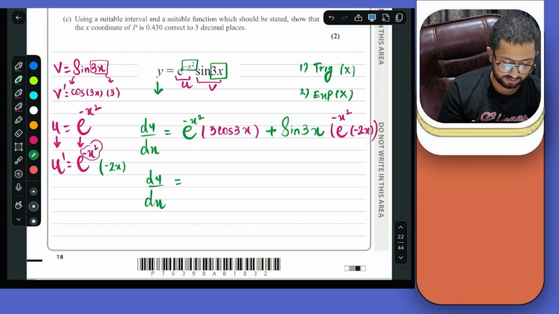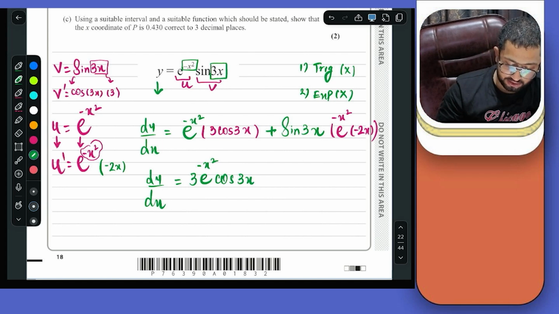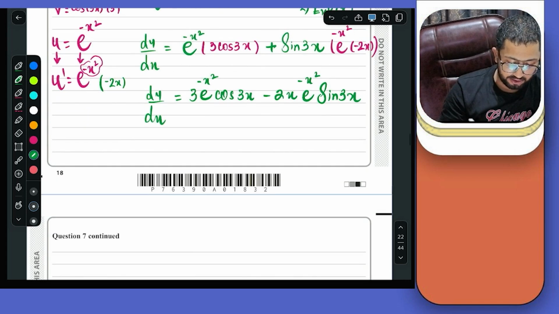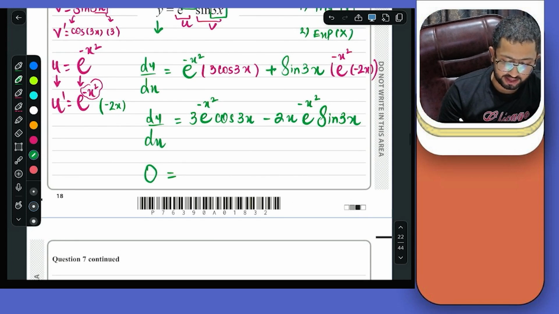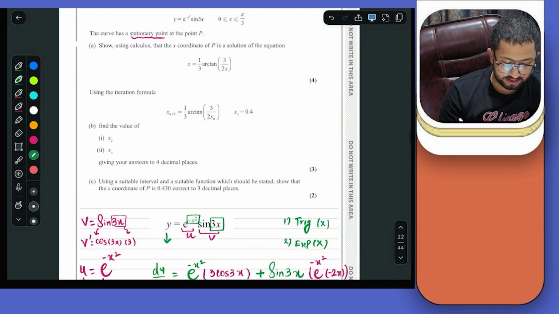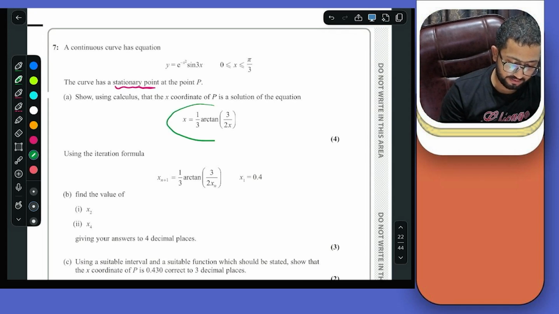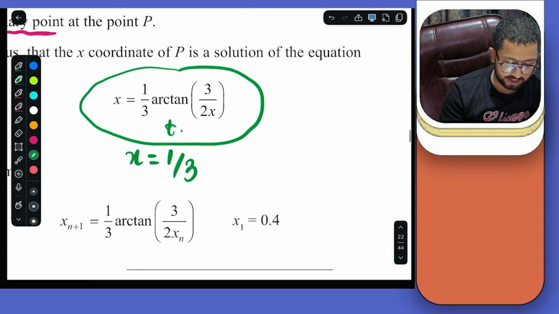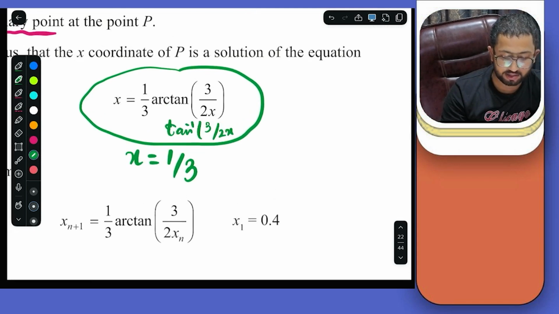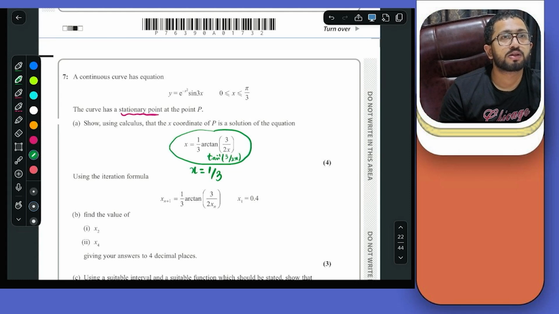So I have to put dy over dx equal to 0. Let's simplify further. Make sure your calculation is strong and be careful after that. Put dy over dx equal to 0. So what can you take common from the right side? I want to prove x equals 1 over 3 arctan, which means tan inverse of 3 over 2x.